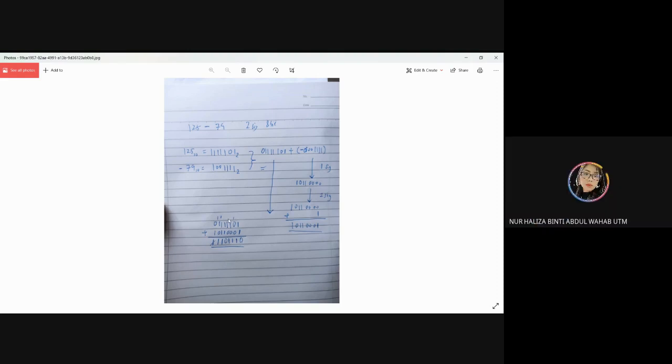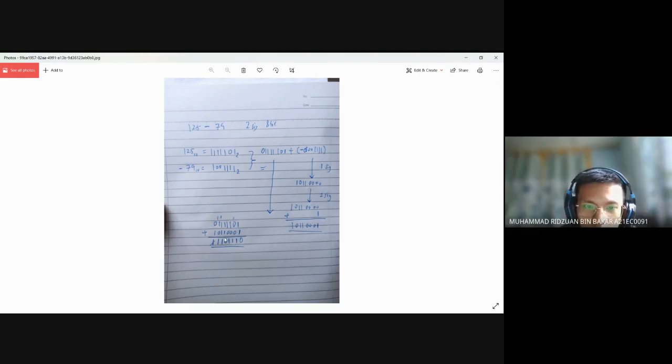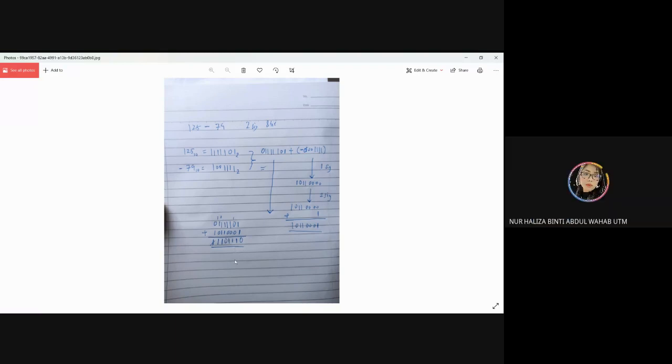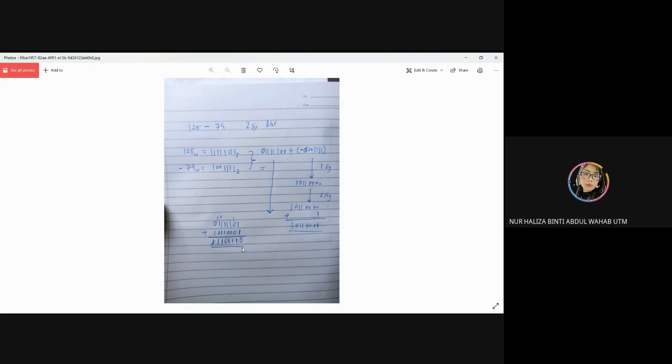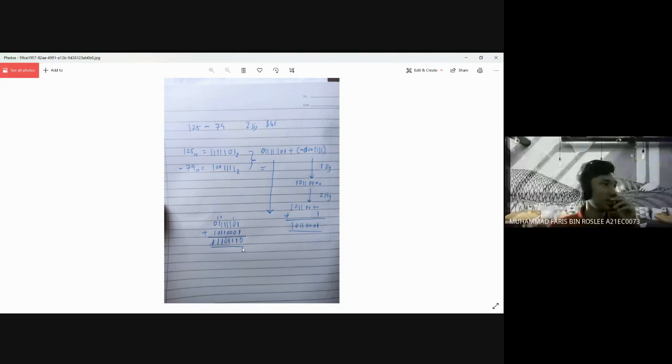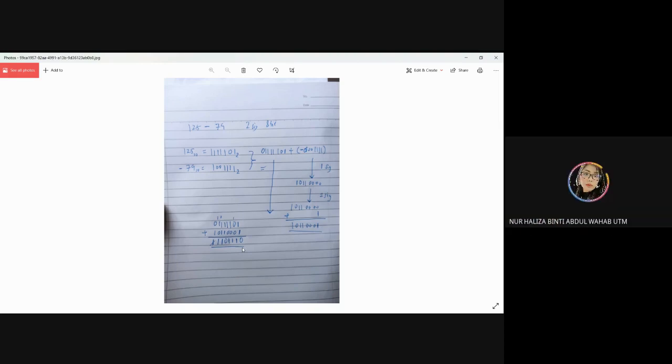Yang lain dapat sama ke? Ke nak convert lagi ke desimal? Convert tengok. Sekejap ya. Yang lain dapat sama ke? Kenapa macam besar value ni? Tak sama. Tak sama. Macam besar value-nya.